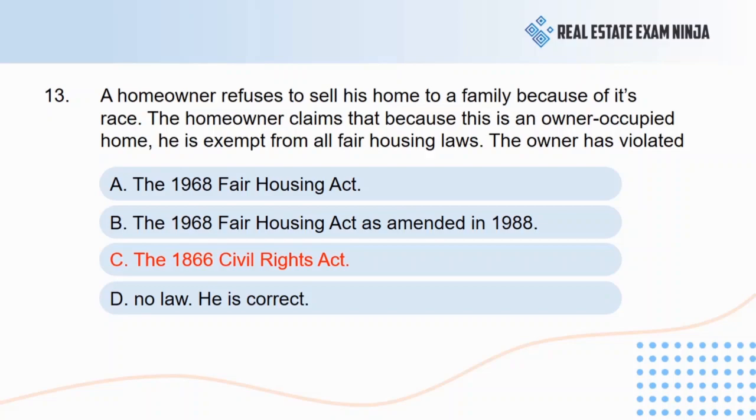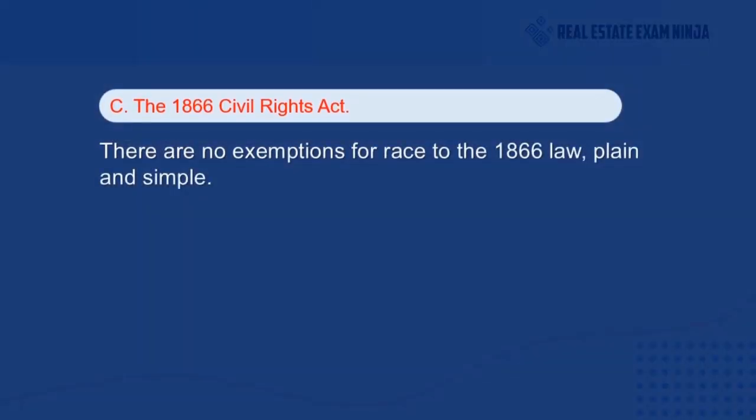The correct answer is C. There are no exemptions for race to the 1866 law.